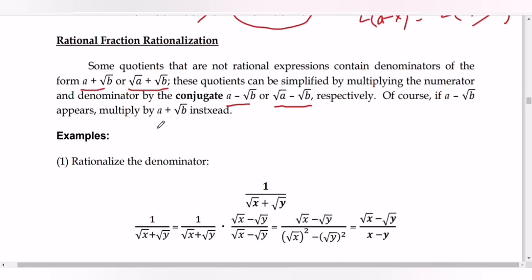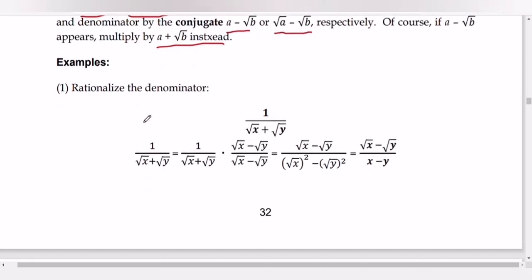So this is the conjugate. So here is our example. What we need to do is to rationalize the denominator. The given expression is 1 over square root of x plus square root of y.